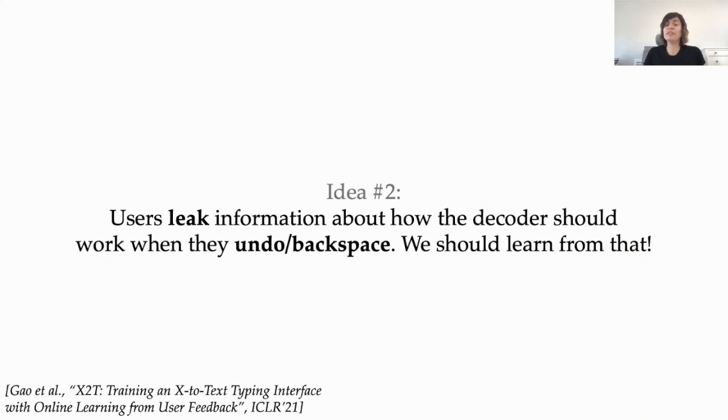So instead of learning a decoder once and keeping it fixed, we should notice that whenever the user does a backspace, they're leaking information. They're telling us information about what the decoder should or really shouldn't be doing. And we can learn from that. And so that's what we did.